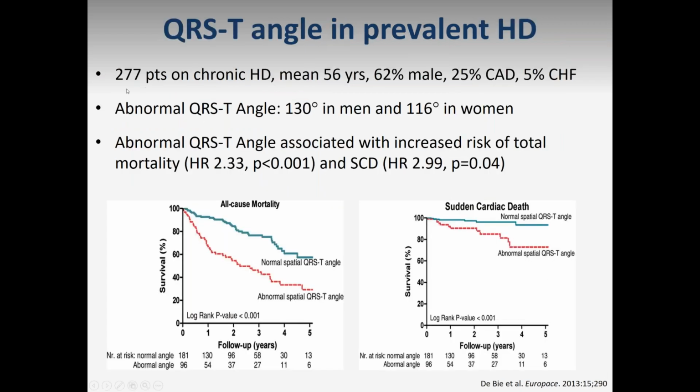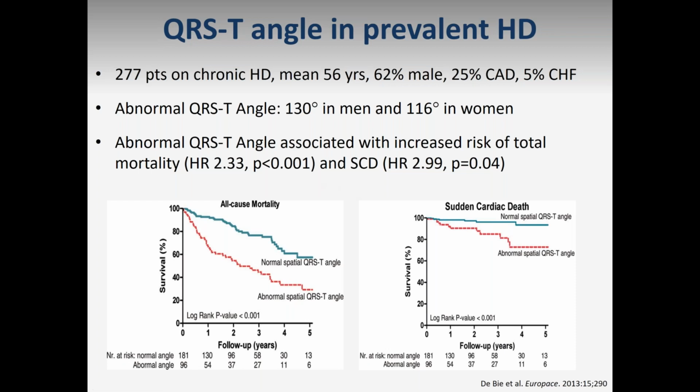In one study of 277 patients on chronic dialysis with a mean age of 56 years and predominantly males, you can actually see that an angle of 130 degrees in men and 116 in women was associated with about 2 times greater risk of mortality, and also about 3 times greater risk of sudden cardiac death. And you can see that in this relatively smaller population, in all-cause mortality, there was definitely a difference: those who had an abnormal QRST angle did much worse compared to those who had a normal one, and it was also much more predictive for sudden cardiac death.